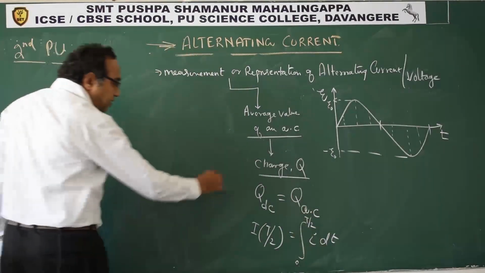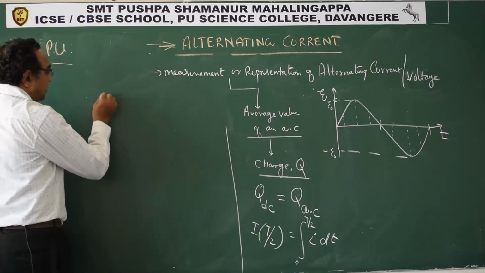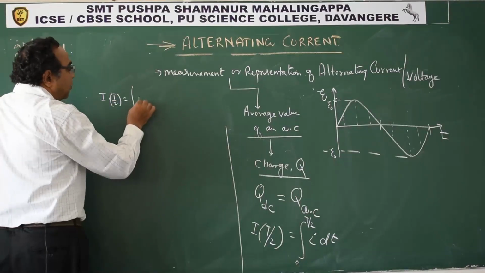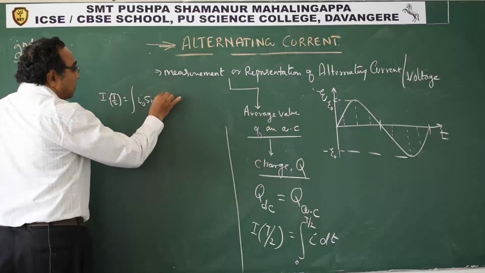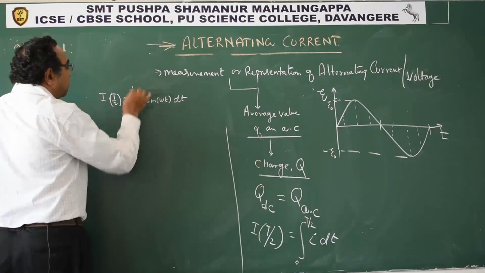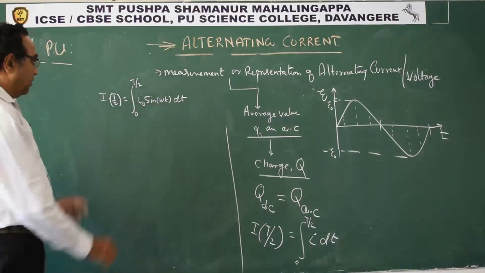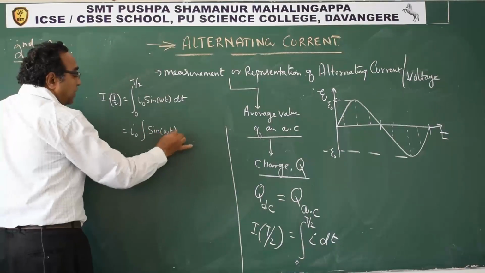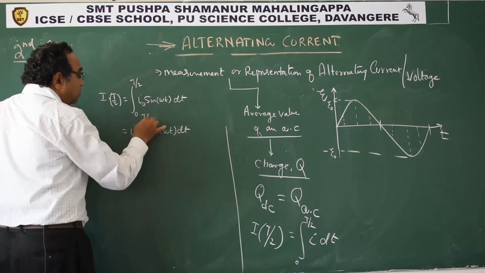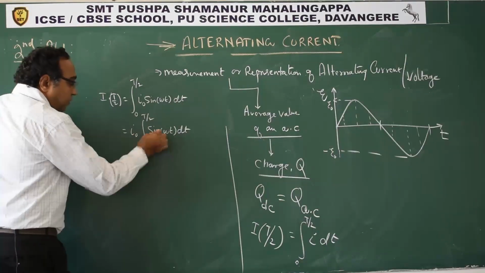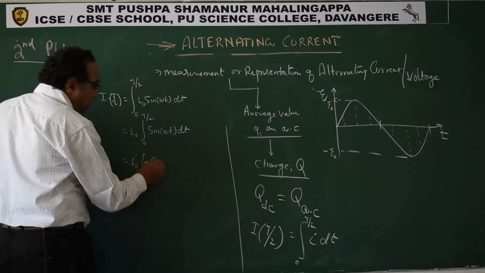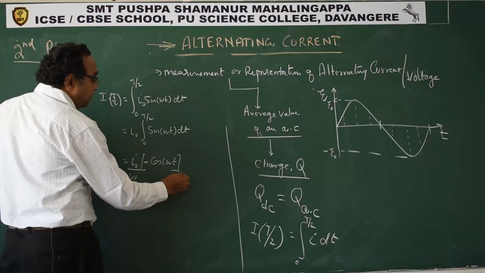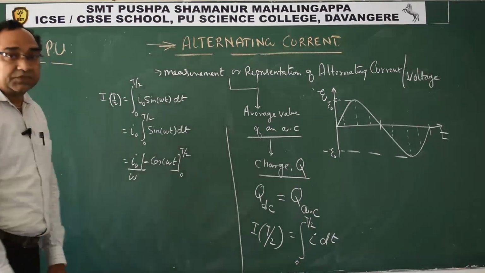Now, when you integrate this, what will you get? I into T by 2 is the integral of I naught sine of omega t dt from 0 to T by 2. This is a very simple integration. I naught times the integral of sine of omega t dt from 0 to T by 2. Sine omega t will give you minus cos of omega t by omega. And this is from 0 to T by 2. This is what we have.